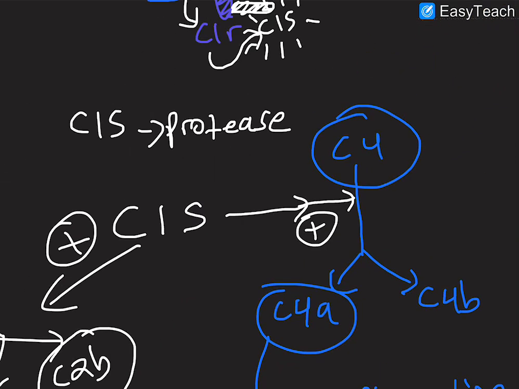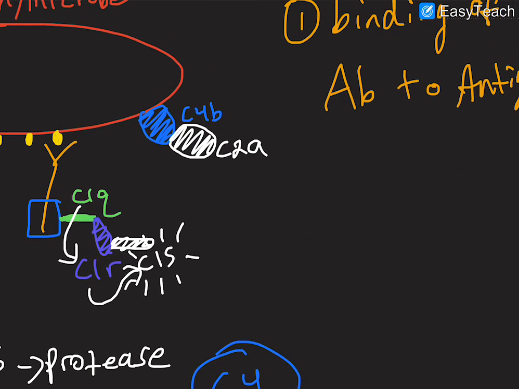So what we have to focus on now is this complex we just formed. This is the C4b2a complex. So what is this called? The C4b2a complex.